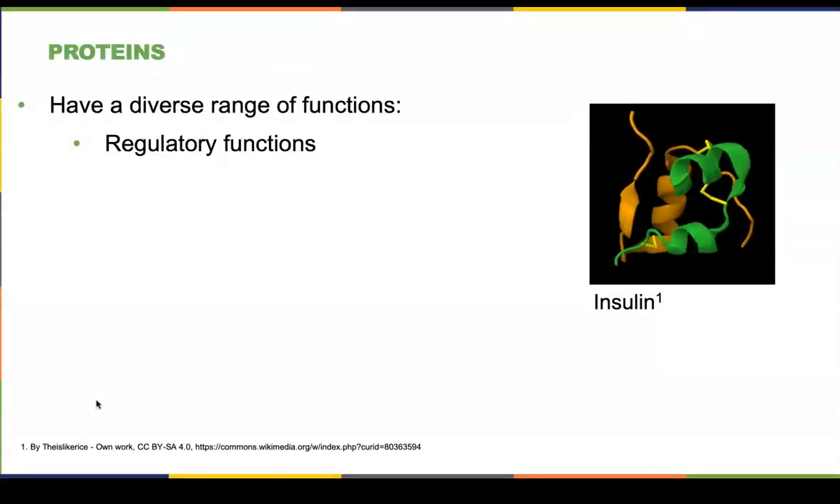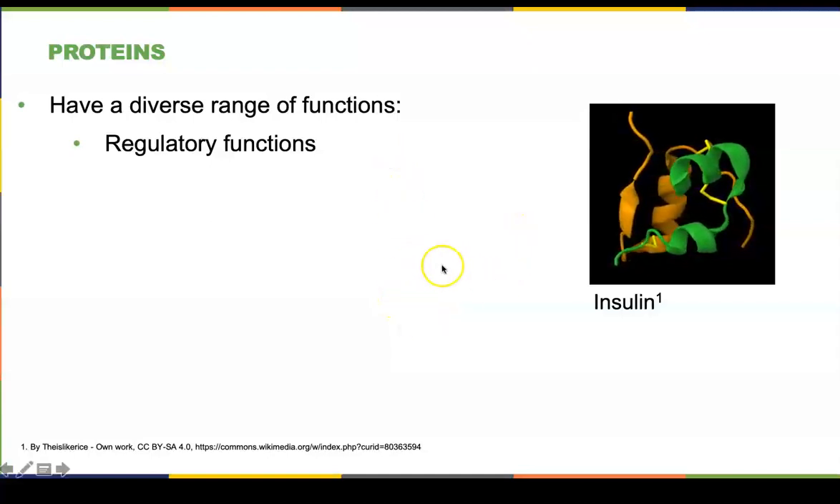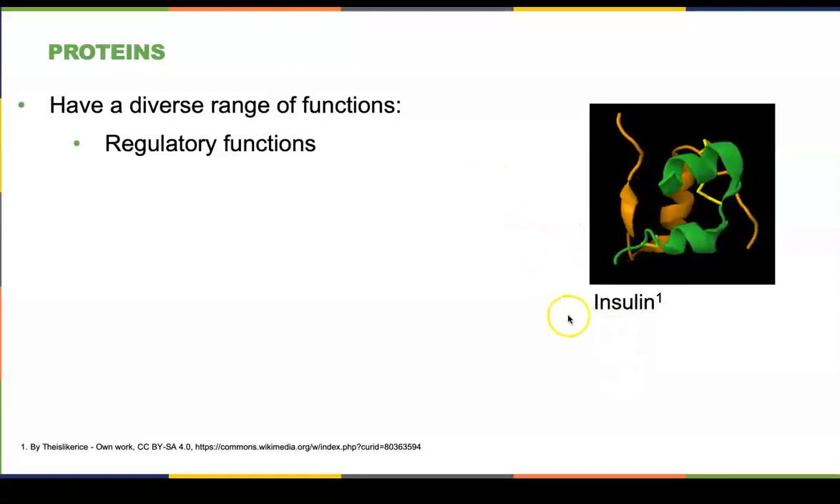Proteins can do many different things, and those functions are categorized differently in different sources. But here's one list that attempts to break down the functions. One such function is having a regulatory function. And an example of this would be a protein hormone, such as insulin. And a hormone is going to be a molecule that sends a signal a long distance through the body. We'll talk more about that later in the semester.